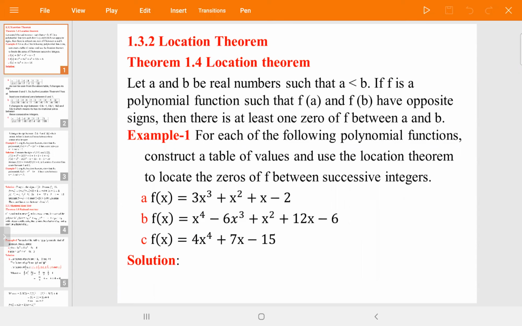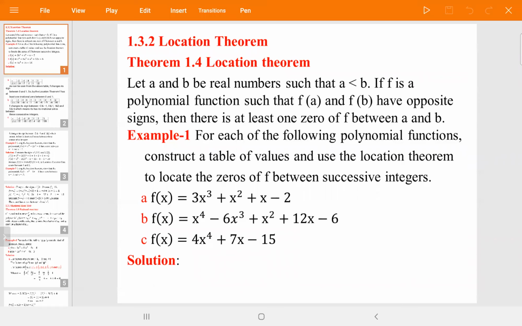Let a and b be real numbers such that a is less than b. Two real numbers are given, they are distinct. That means b is greater than a, or a is the smaller of the two. If f is a polynomial function such that f of a and f of b have opposite signs, that means f of a positive, f of b negative, or f of a negative, f of b positive, then there is at least one zero of f between these two numbers.